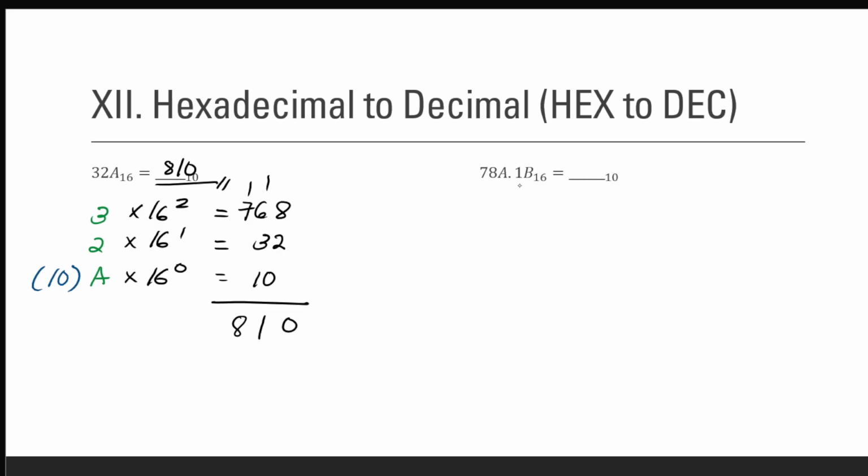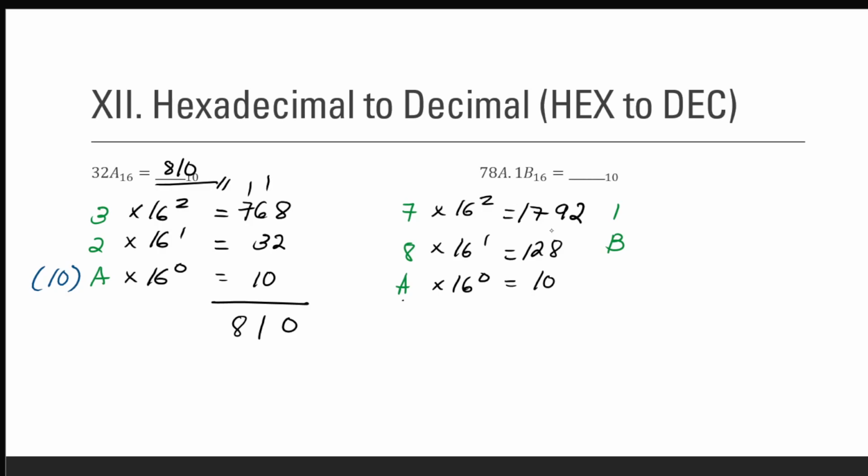Ganun din sa kabila, no? So for the fractional part naman, katulad lang rin sa octal, no, 16 raised to negative 1, 16 raised to negative 2. So we have 7, 8A, 1B. So, times 16 raised to 0, times 16 raised to 1, times 16 raised to 2 or squared. So, this is equivalent to what? Of course, 16 raised to 0 is 1, times A is 10. Diba? Remember, A is 10. Then we have 16 times 8, that is equivalent to 128. Then we have 16 squared times 7, that is 1,792.